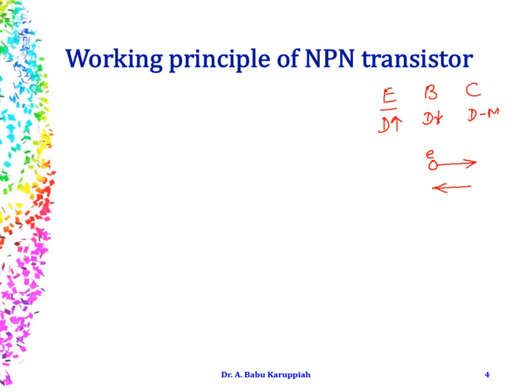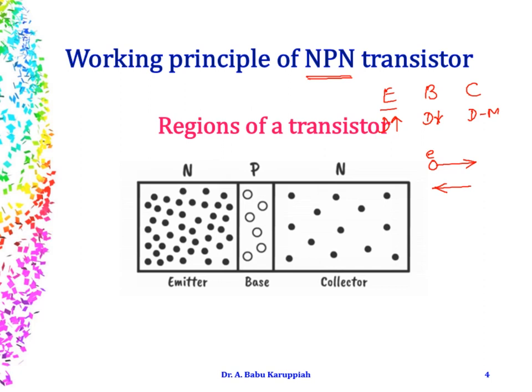Having these two things in mind, now we will try to get into understanding the working principle of an NPN transistor. For simplicity, for clarity, we do take an NPN transistor. We can also take a PNP transistor. So these are the three regions: emitter, base and collector. And this picture will substantiate the concepts that we have taken here. Highly doped, very lightly doped, and this is moderately doped.